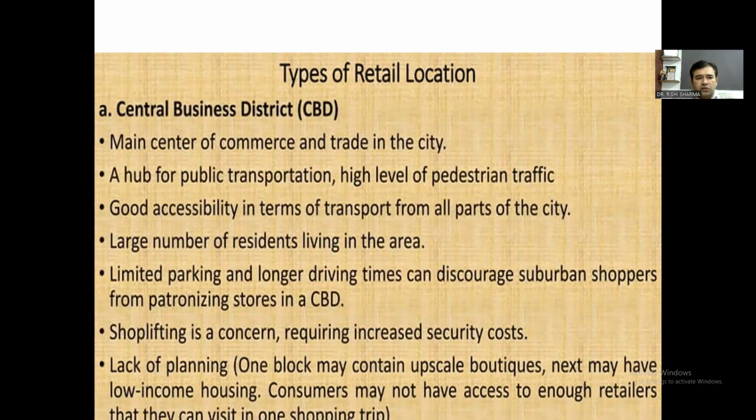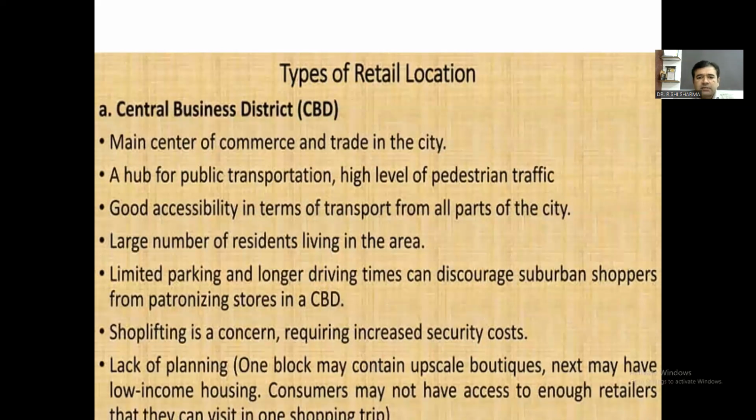Then we will talk about the Central Business District or CBD, the main center of commerce and trade in a city. It is a hub for public transportation, with a high level of pedestrian traffic. You can say some area near the bus stop, right?